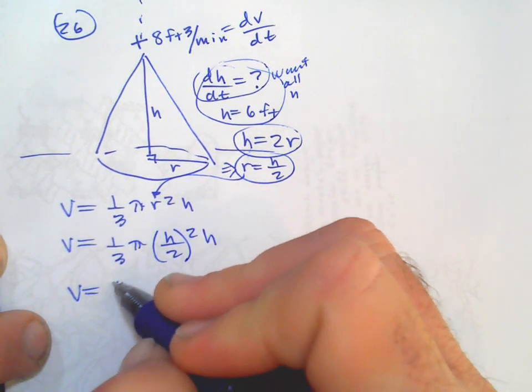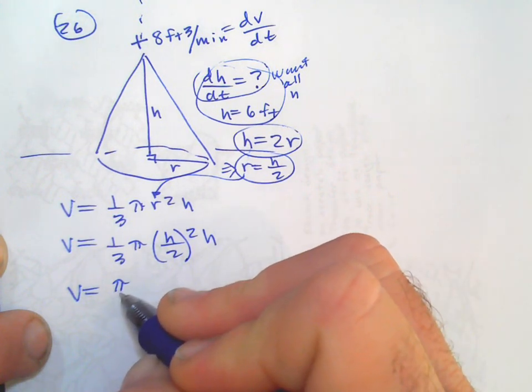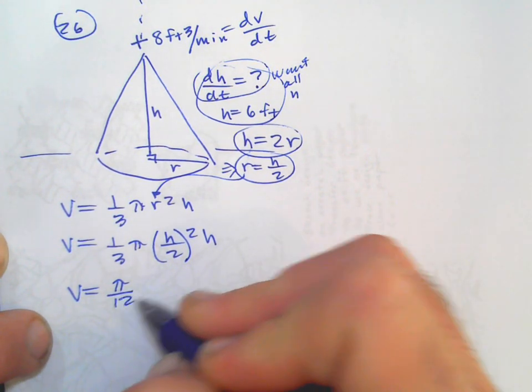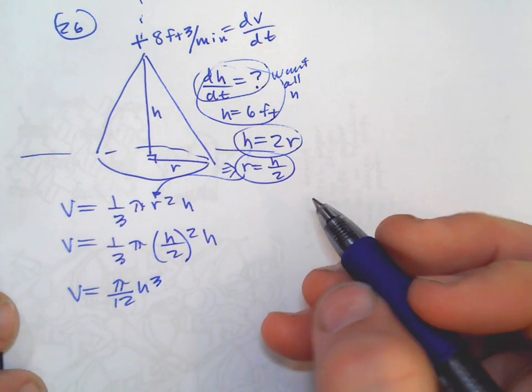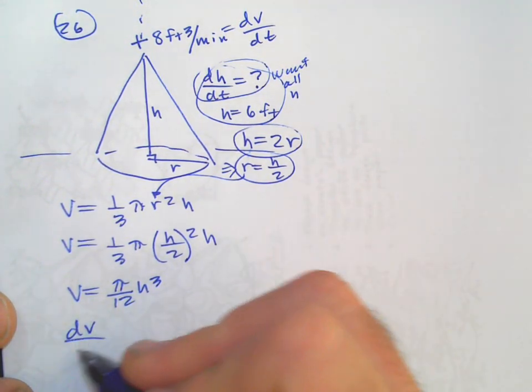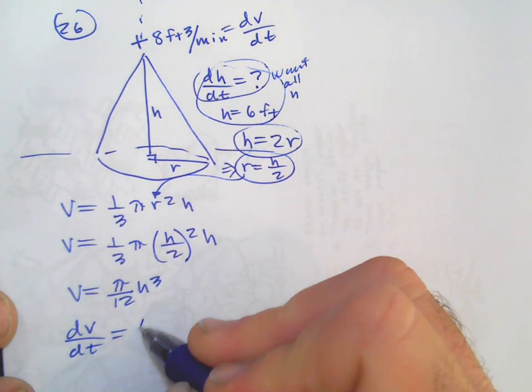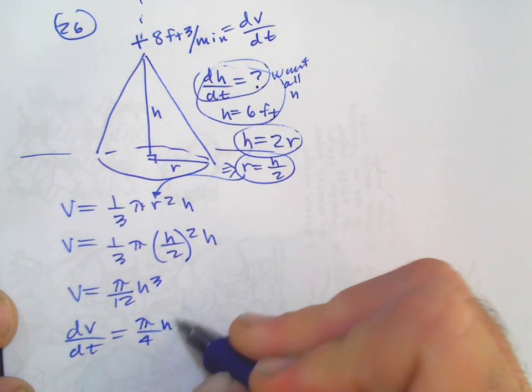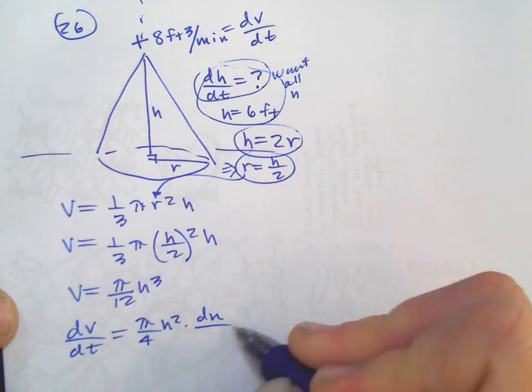So this is going to be pi over 12 h cubed. So now we take the derivative with respect to time. Pi over 4 h squared dh/dt. I'm not going to forget this time.